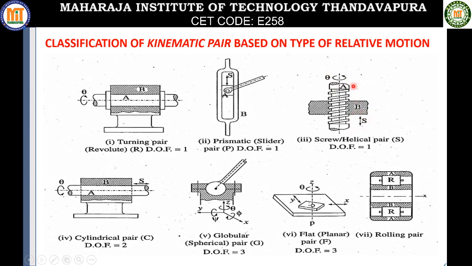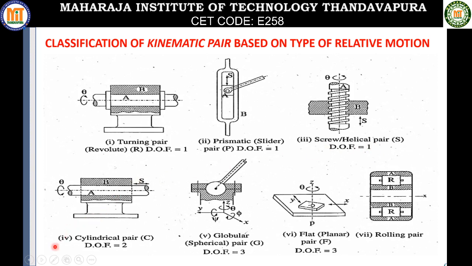Even though there are two different kinds of relative motions, I cannot call the degrees of freedom 2. Why? Because there is no pure rotational motion or pure sliding motion as such. There is a combination of the rotation and sliding, but there is no pure rotation or pure sliding motion. So that is why the degree of freedom in the screw or helical pair remains 1.